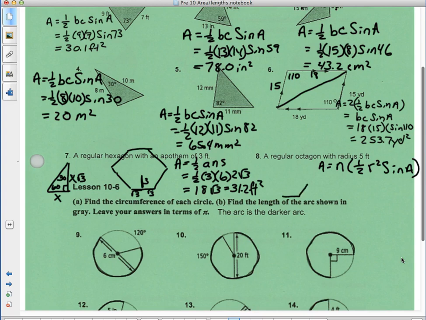So we got an octagon. Radiuses come from the center and go to vertices, and we're going to find the central angle. Remember, this is 5 and this is 5. So for finding the central angle, 360 divided by 8 is 45. Okay, so 360 divided by 8 is 45.